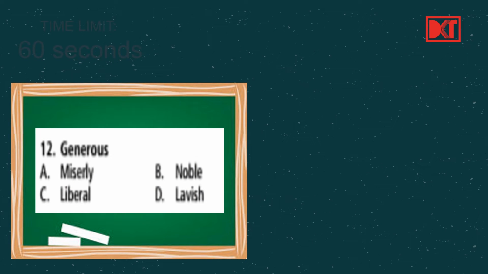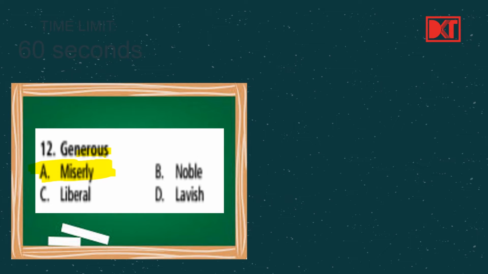Okay, so the next word is generous. Here the options are A. miserly, B. noble, C. liberal, D. lavish. Here the antonym of generous, the opposite word, is miserly.